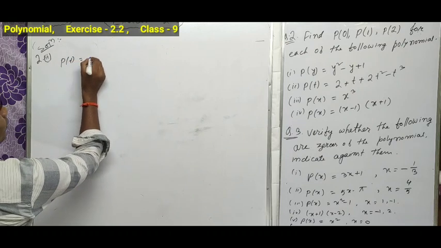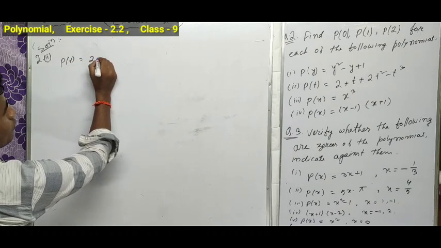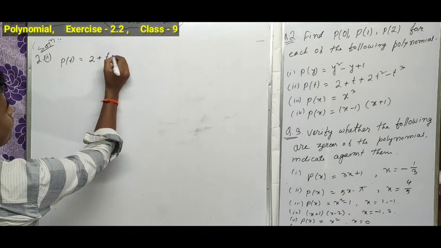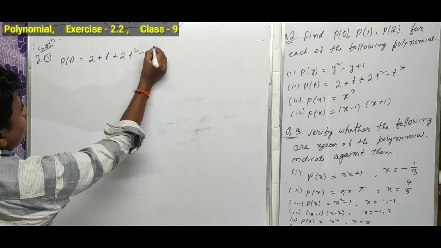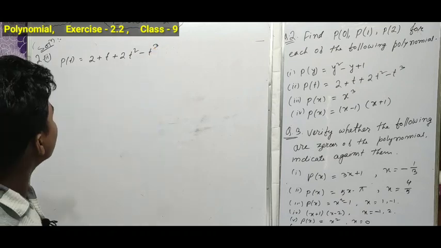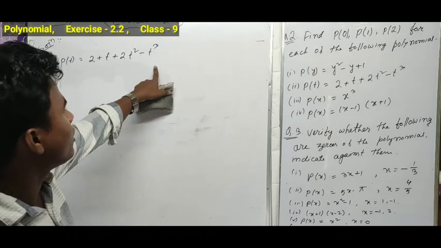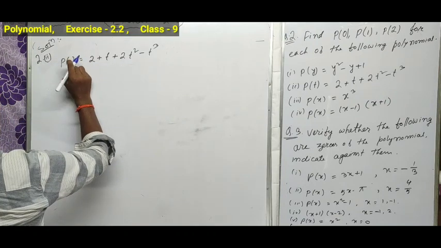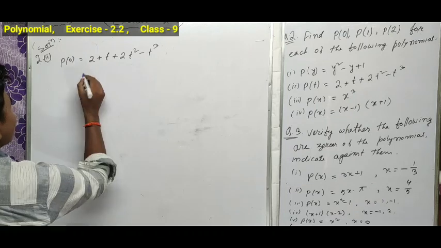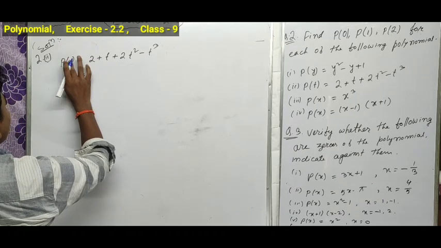P(t) equals 2 plus t plus 2t square minus t cube. Okay, first we do p equal to 0. Directly I am doing here, p equal to 0. So we will put it as what?